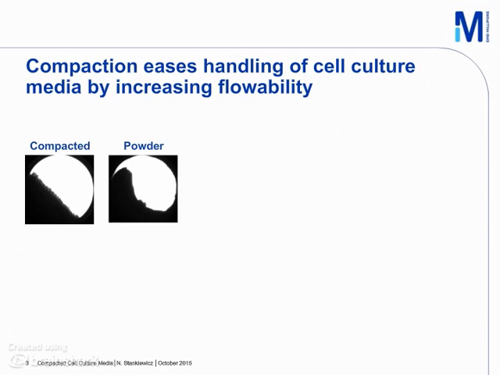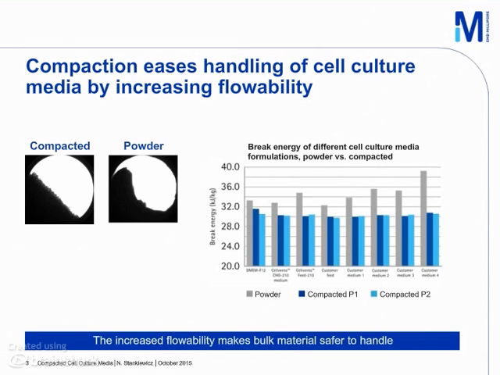The powder medium in the right-hand image has a steep angle and breaks rather than flowing like the compacted media in the left-hand image. This observation is confirmed by the measurement of break energy shown in the graph. Almost all compacted media have a break energy of around 30 kilojoules per kilogram, significantly less than the respective powders. A clear dependency on the respective media formulation can be seen.